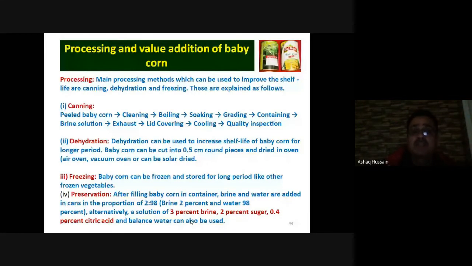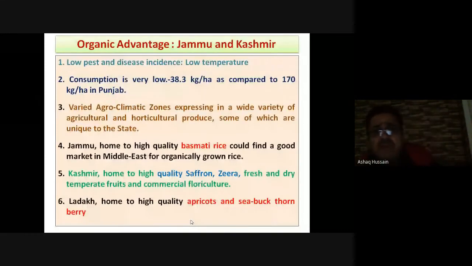So in case of high value crops, once we connect the processing enterprise with the production enterprise, then and only then will we be able to improve the income of the farmers. Then, having a cold climate, a temperate type of climate, we have an organic advantage. In different types of crops, we can produce organically because we have low consumption of fertilizers and less pest and disease incidence.